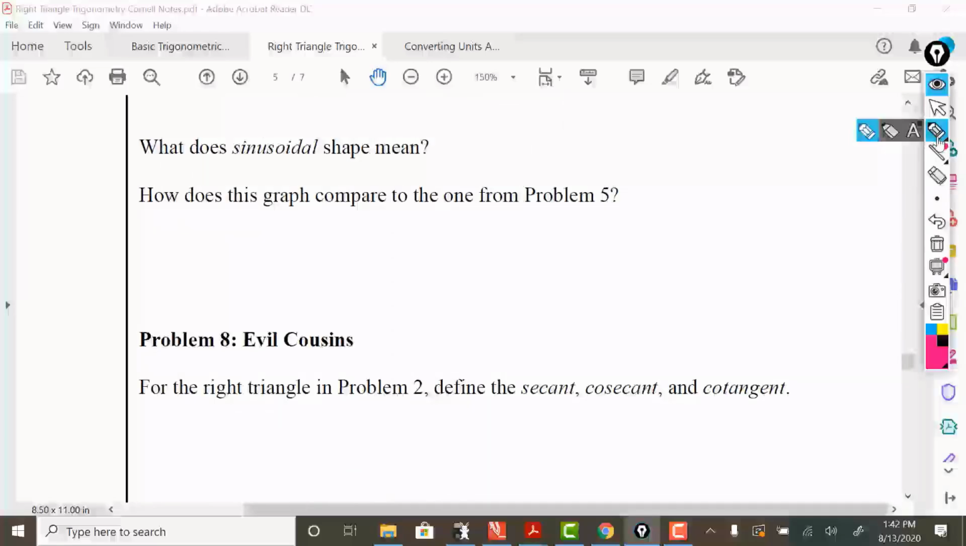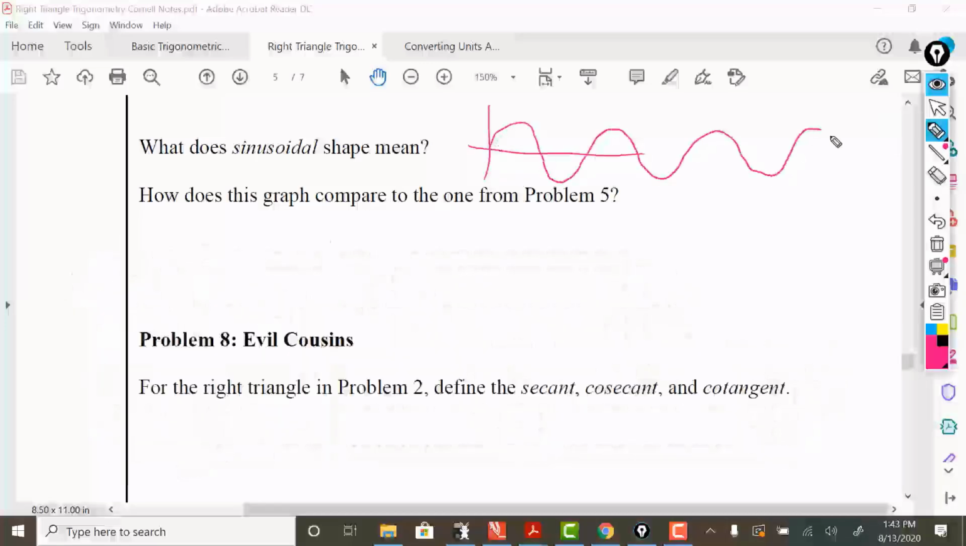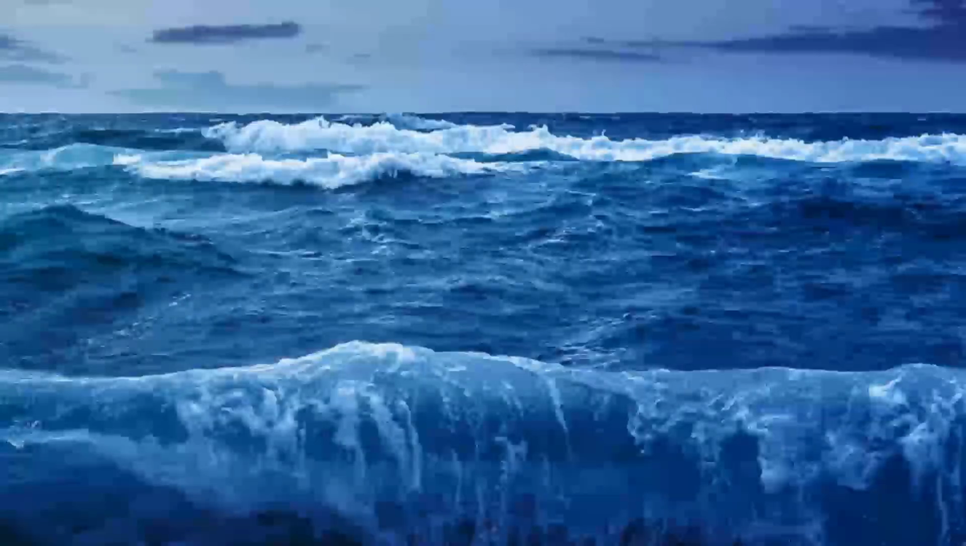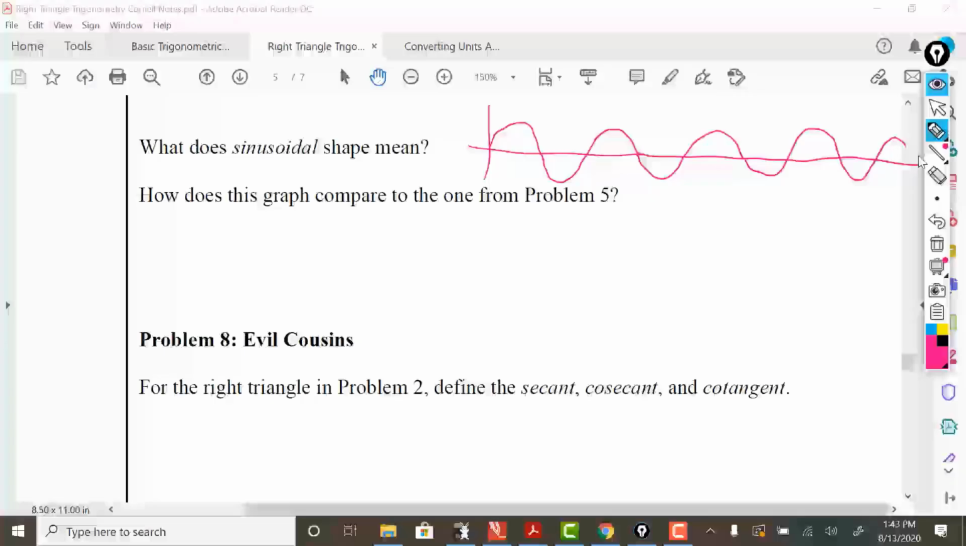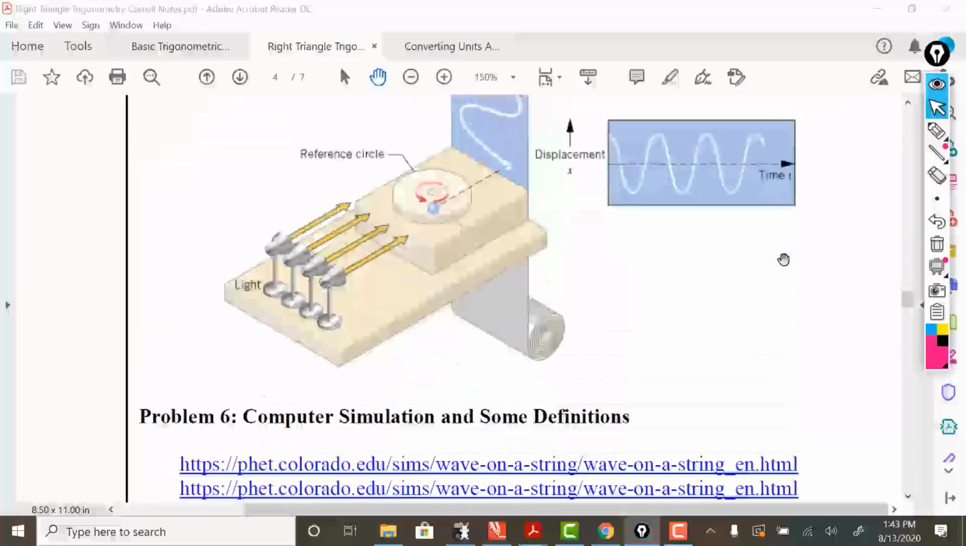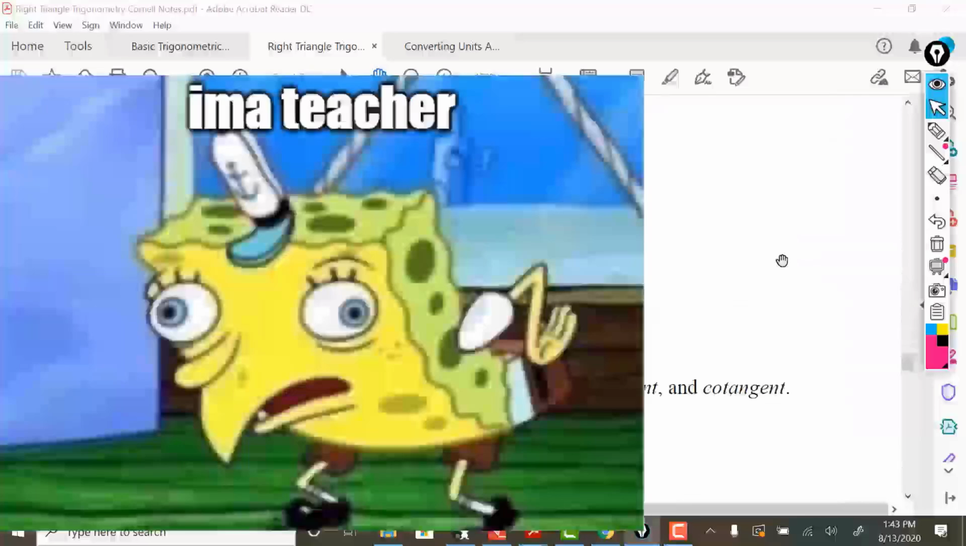Sinusoidal is essentially that sine shape, right? Or that cosine shape, that shape that's going back and forth, right? The ocean waves are cyclic, right? That's sinusoidal. How does this graph compare to the one from problem 5? Gee, oh, it's the same one. Yeah, they're all the same. I should know that. Gosh. Okay, great.